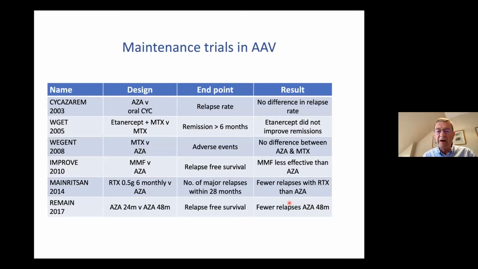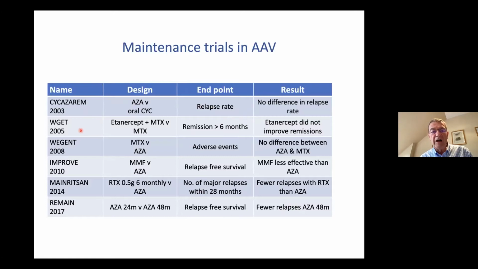So may I move in the second half of the talk over to maintenance trials. And here, this summarizes some of the older trials, and I'll deal with those only quickly because you will have had a chance to see these. The Cyclosporin study showed there was no difference between switching to azathioprine by 3 months and carrying on oral cyclophosphamide for a year. And I think almost everyone now avoids long-term oral cyclophosphamide.